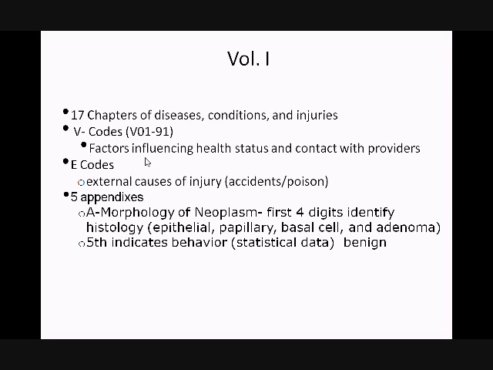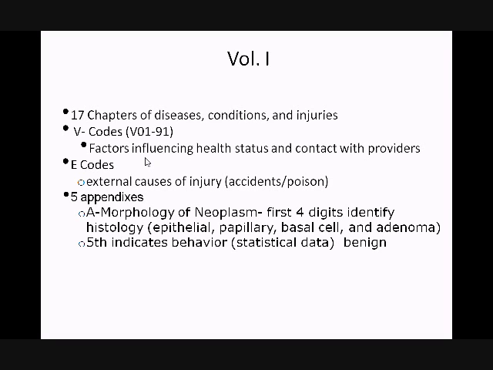And then you have the E codes. The E codes are explanations for all the external causes of injuries and poisons. And then we have the 5 appendices. All right. A is morphology. So this keeps statistical data of all the neoplasms, cancers.